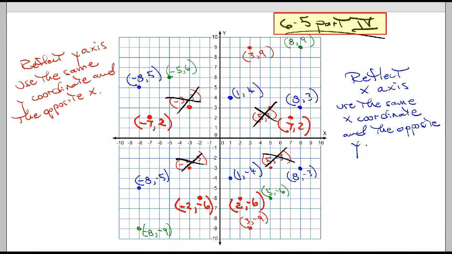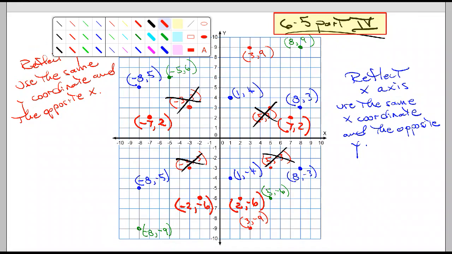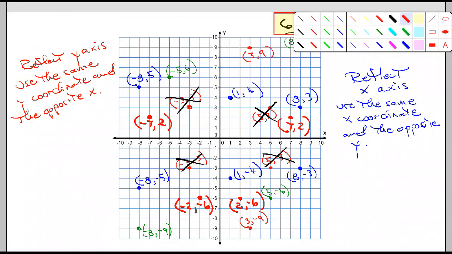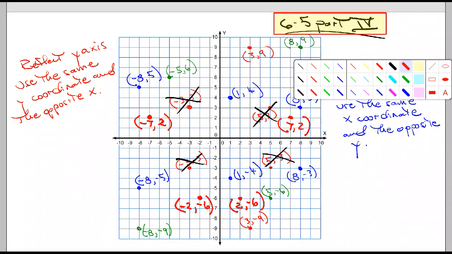The last one I want to show you is reflecting both axes. And all you're doing is writing down their opposites. So, for example, look at this one right here. It's -5, 6. What's the opposite of -5, 6? 5, -6. And so you'll notice that right here. 5, -6.